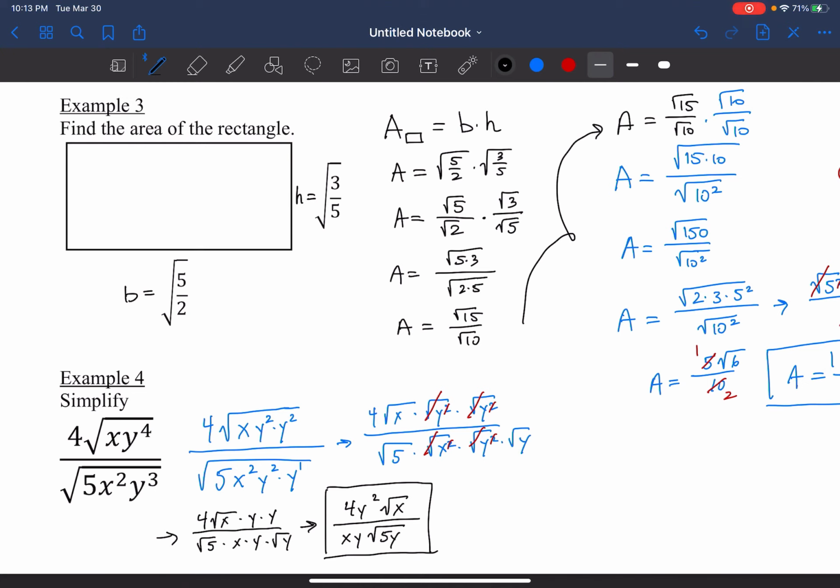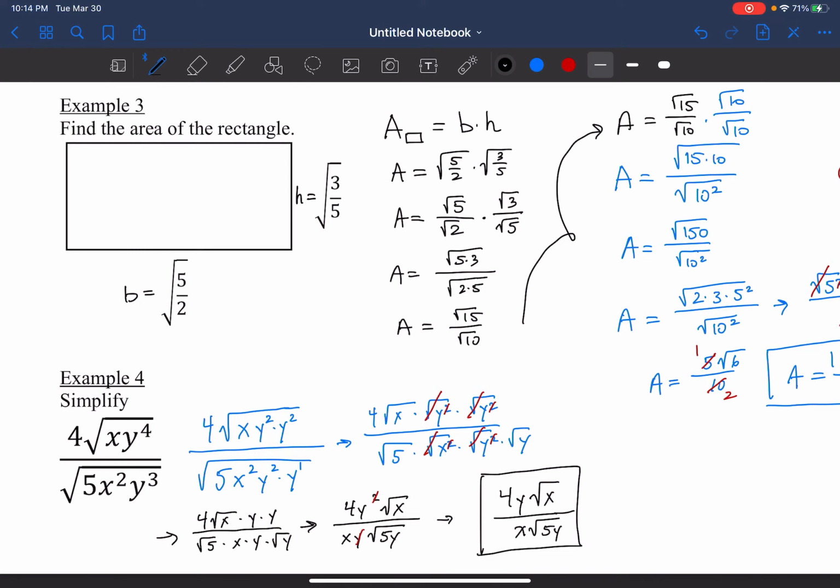Oh, I'm not done there yet. All right? Not done there yet. Why? Because this square and that y, I'm able to reduce out. So the actual final answer is 4y times the square root of x over x times the square root of 5y. And that is our final answer.